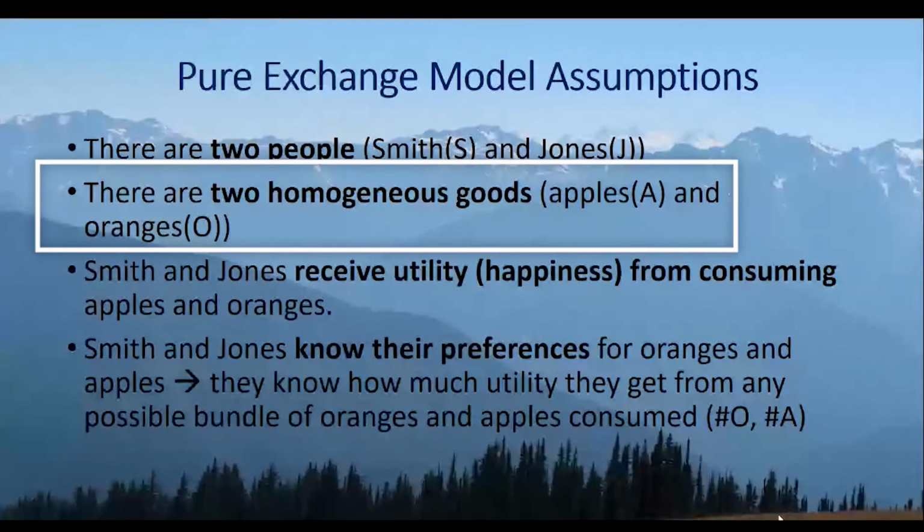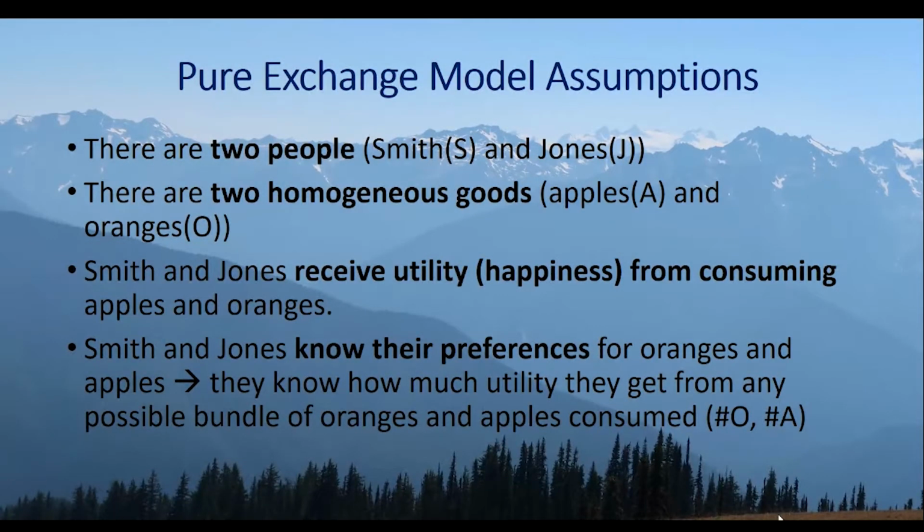Assumption number 2. We're going to assume that there are 2 homogeneous goods, apples and oranges. So we're going to use A whenever we want to refer to an apple. We're going to use a subscript or superscript O in a variable whenever we want to talk about oranges. All right, now Smith, we'll use S to represent Smith's name, J to represent Jones's name. So again, we're going to start using letters to simplify the description of the components of this model.